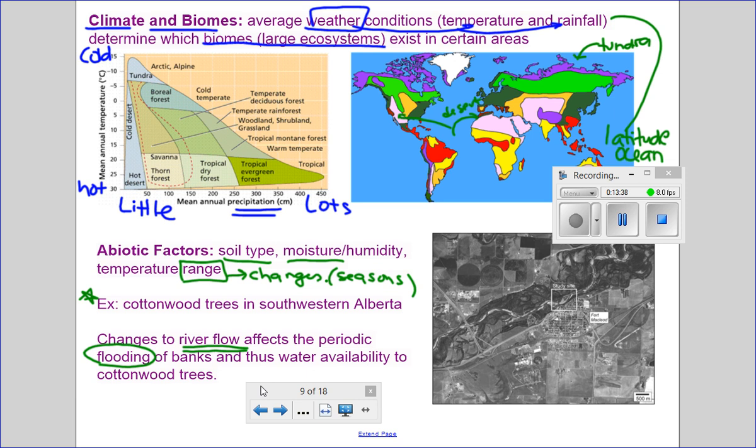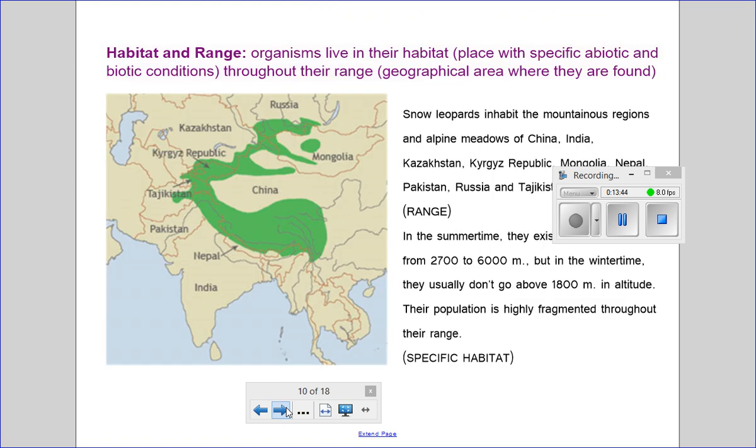So we know that things can be biotic or abiotic. We know that it can limit the growth of organisms. And a couple of words that we have to be able to define are habitat and range. Because we're saying that these factors will affect where organisms can survive and how many of them can survive, we have to describe the difference between these two words.